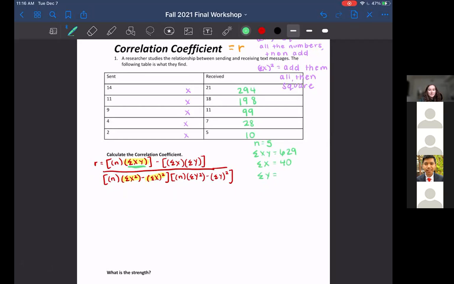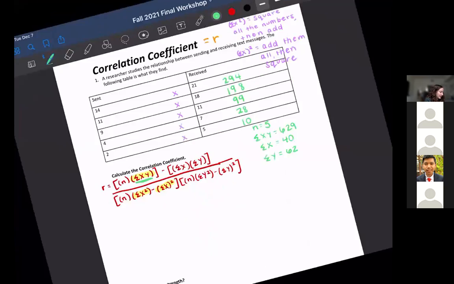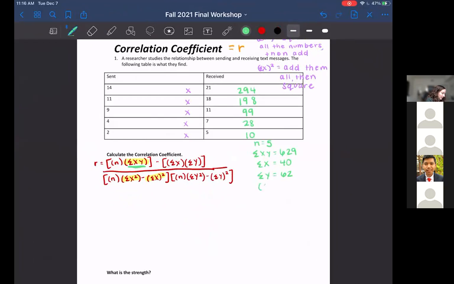So we just need to add up all the numbers in the received column. 62. Yes, good. 62. Thank you. Okay. So now we just need to move to the bottom part. So we have n already. So now we need the sum of x squared in parentheses.